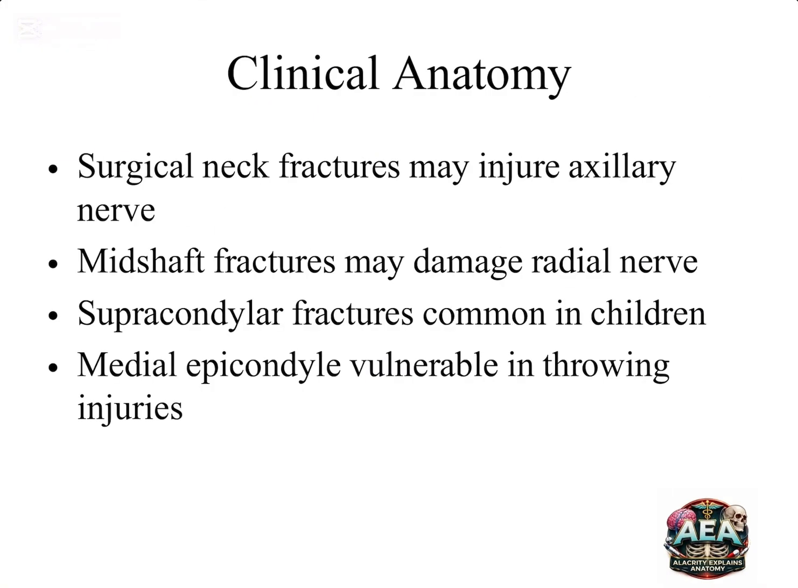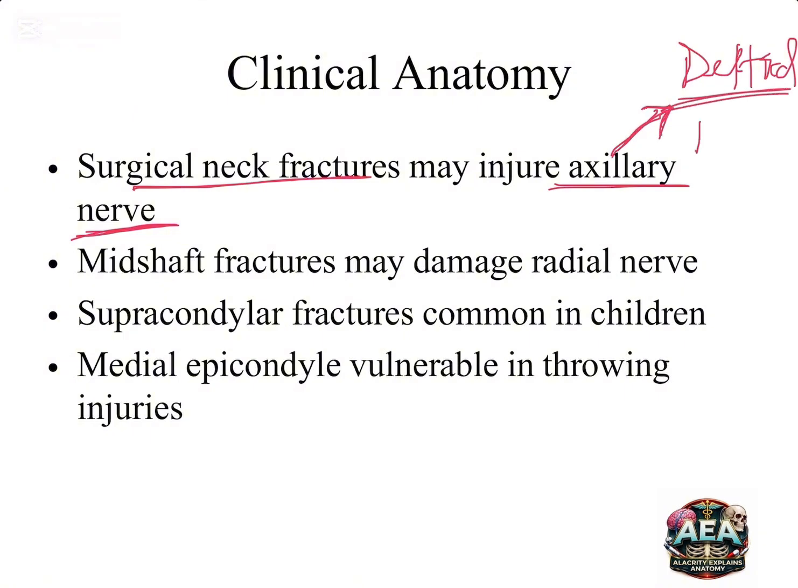Clinical anatomy. I mentioned earlier that the surgical neck is the most commonly fractured part of the humerus. Around the surgical neck is an important nerve called the axillary nerve. Whenever there's a fracture of the surgical neck, the axillary nerve that supplies the deltoid muscle is affected. There will be paralysis of the deltoid muscle as well as the teres minor muscle, which is also supplied by the axillary nerve.